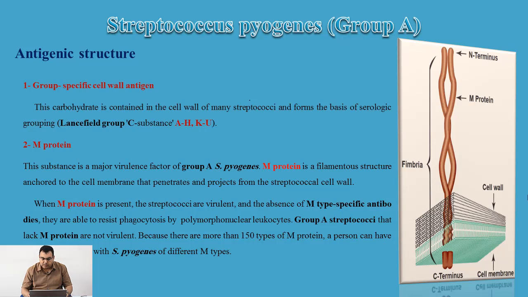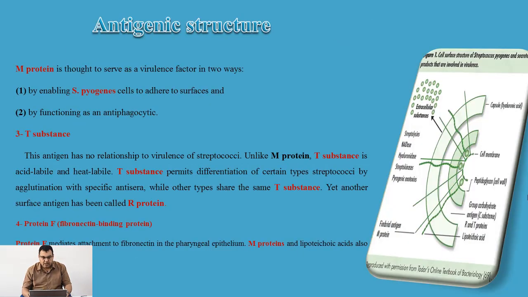Because there are more than 150 types of M protein, a person can have repeated infections with Streptococcus pyogenes of different M types. M protein is thought to serve as a virulence factor in two ways: first, by enabling Streptococcus pyogenes cells to adhere to surfaces, and second, by functioning as antiphagocytic.